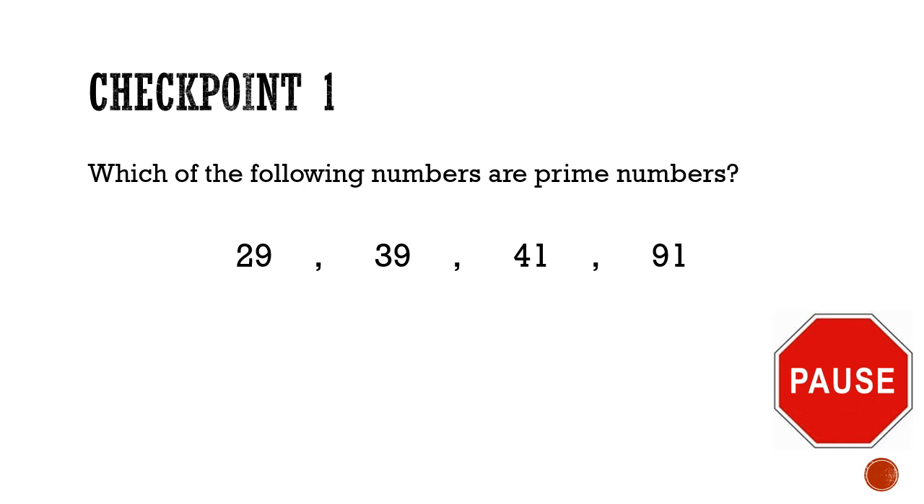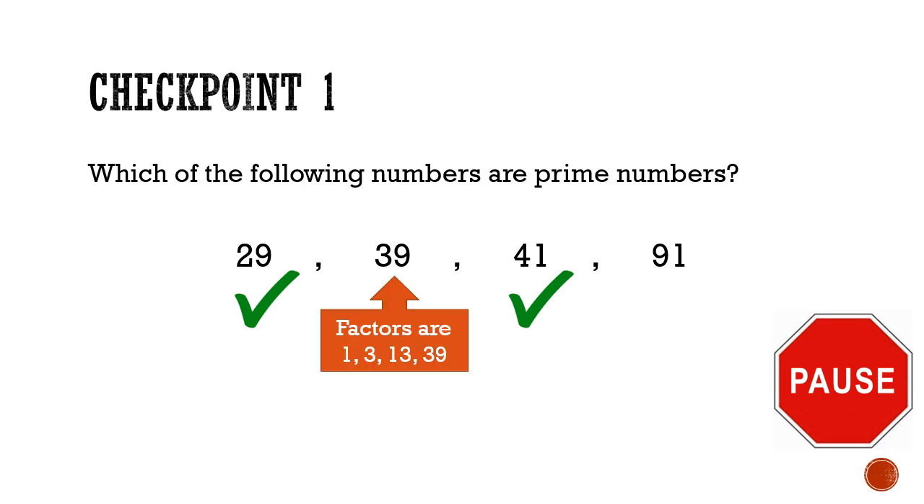Let's check the answer. 29 and 41 are both prime numbers. They can only be divided by 1 and itself. 39, on the other hand, has 4 factors: 1, 3, 13, and 39. 91 can also be divided by 1, 7, 13, and 91. Therefore, these 2 are both composite numbers.